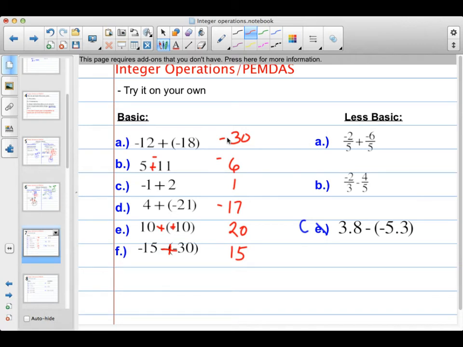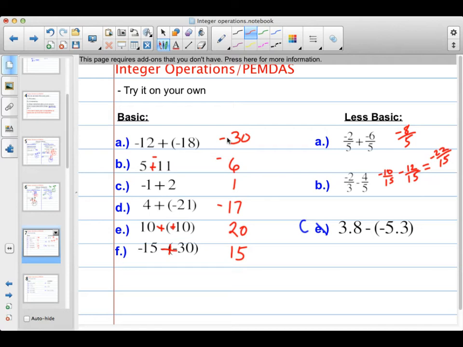The less basic ones, A, -2/5 plus -6/5. If we're dealing with fractions and the denominators are the same, we simply add the numerators. -2 plus -6 is going to get us -8/5. -2/3 minus 4/5. This is one where we would have to find common denominators. -2/3 is equivalent to -10/15. And -4/5 is equivalent to -12/15. And our answer in this one should be -10 minus 12, which is -22/15. Could reduce that to -1 7/15 if you'd like to.